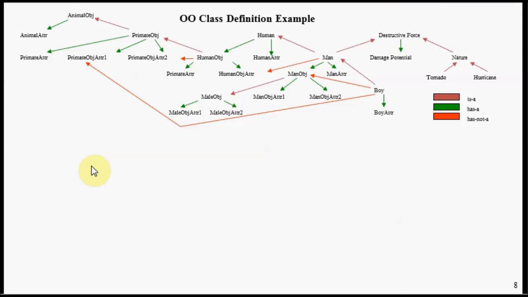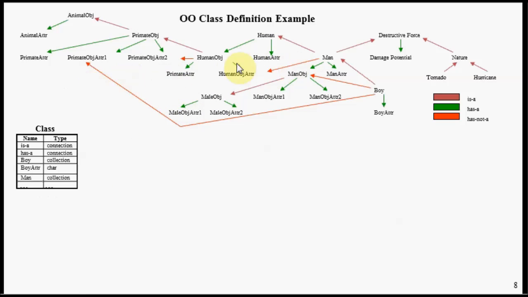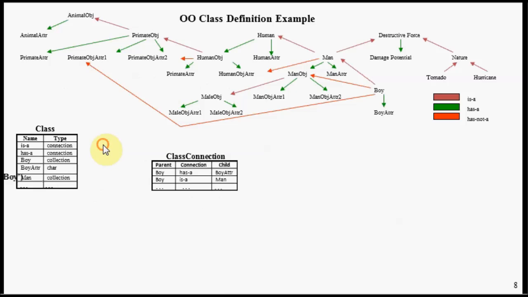With this soft schema model, let's look at an example of instantiating a class instance here. So we have a class graph here, and all the data in this graph can be represented with 2 tables here. We have a class table representing all of the nodes of this graph, and a class connection table showing all of the connections. Now I didn't bother showing all of them, I just showed a few of the rows here.